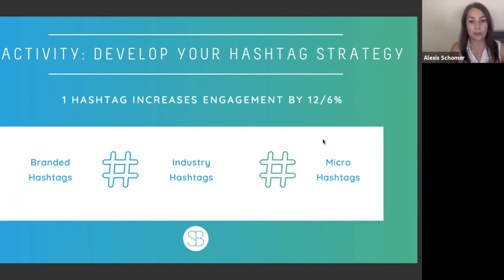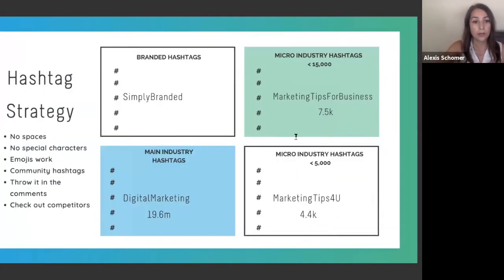So the three main types of hashtags are branded hashtags, which are anything with your business name in it or something associated with your business. Industry hashtags are the main industry hashtags. For mine, it could be hashtag digital marketing. And then micro hashtags are similar, either community or industry hashtags that have a smaller following. So if you want to get out your worksheets right now, we're going to dive into the hashtag strategy.